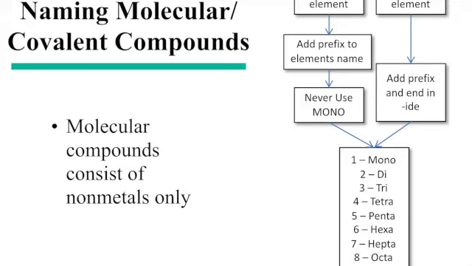Here, what I'm going to ask you to do is look at a workflow. We're going to look at the first element, and for molecular compounds, all nonmetals, so this is the first element, I'm going to add a prefix to the element's name, but I won't use mono. Here are all of the prefixes that I can use. For the second element, you add a prefix to tell me how many I have, and then you change the element's name by adding "ide" to it. So that's how we would approach a molecular compound.